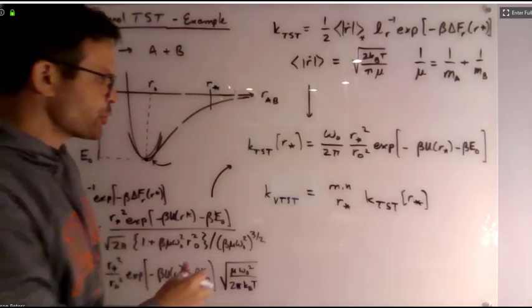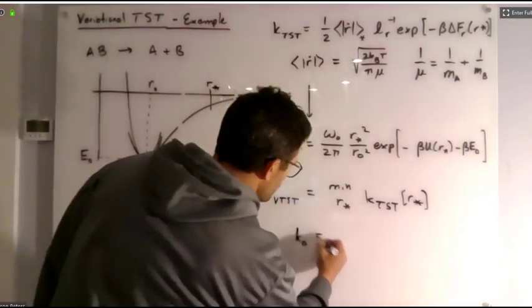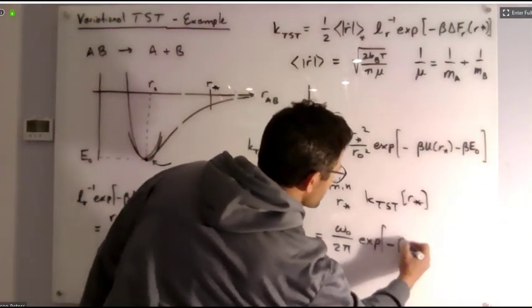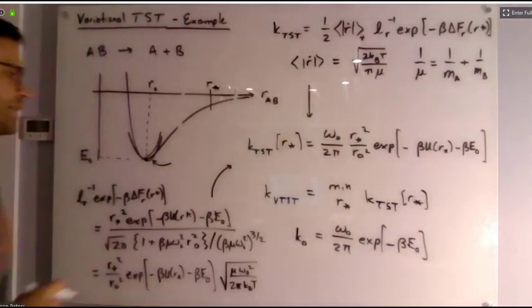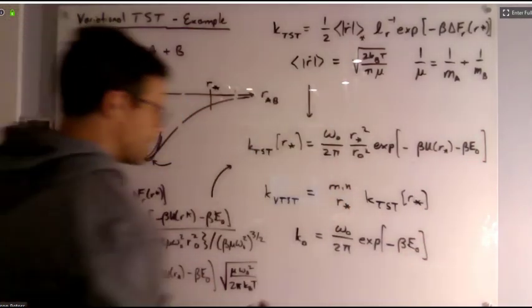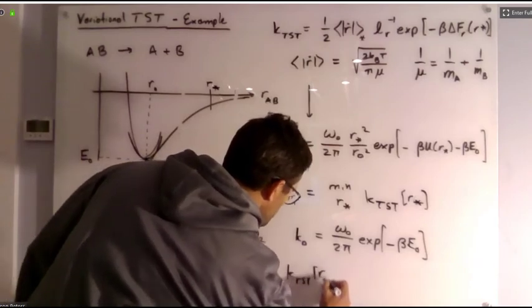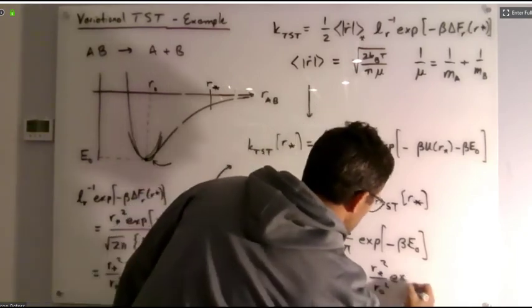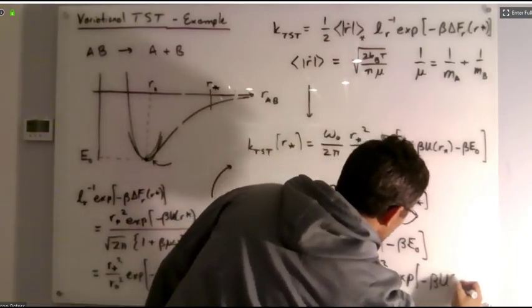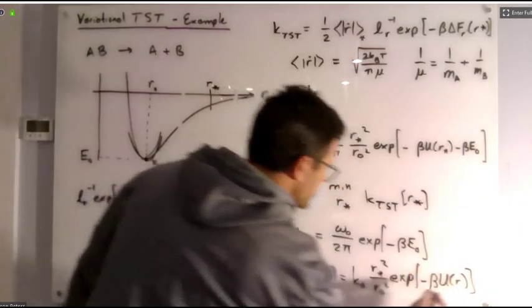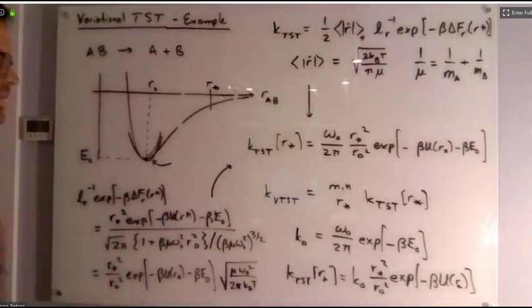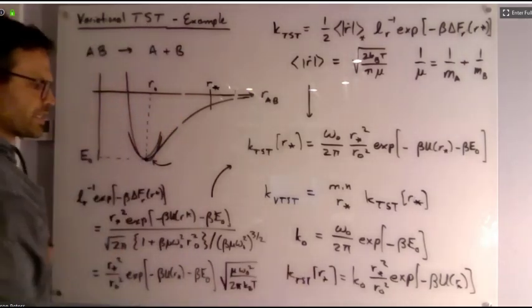Okay, so the convenient thing to do in this case is to define K naught to be the omega naught over 2 pi times the exponential of minus beta E naught. Now the advantage of doing things this way is that I can now write K_TST of R star as K naught times R star squared over R naught squared times e to the minus beta U of R star. Now I get all of my R star dependence inside this one compact little function. I've lumped everything that doesn't change when we change our dividing surface into this prefactor K naught.